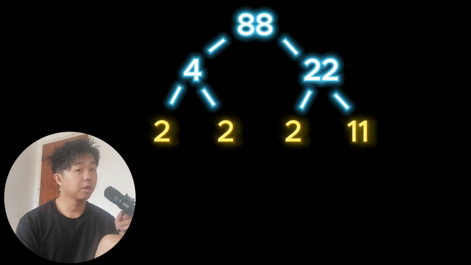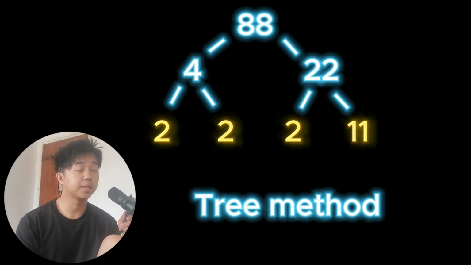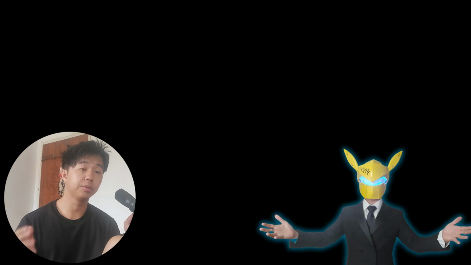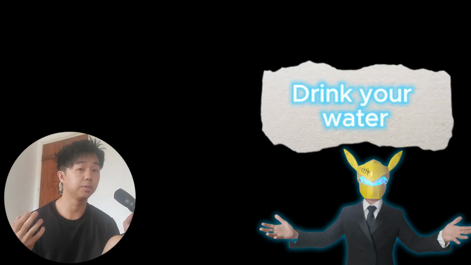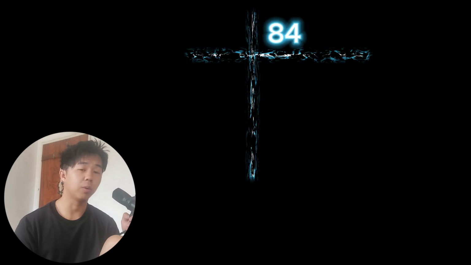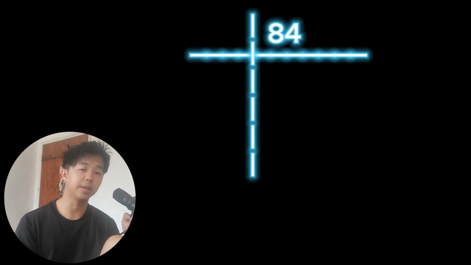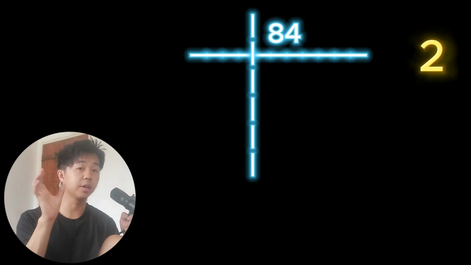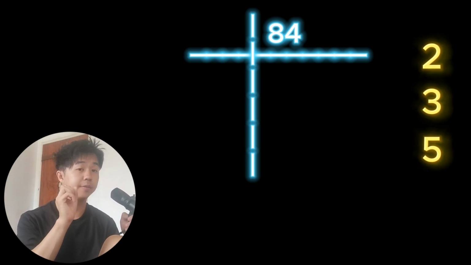So this method looks like a tree. So let's call this the tree method. The other method we have is the ladder method. If you can do the tree method, you can do the ladder. So let's take the number 84. What can we divide into 84? Think of your prime numbers. Think of 2, 3, 5, and 7.